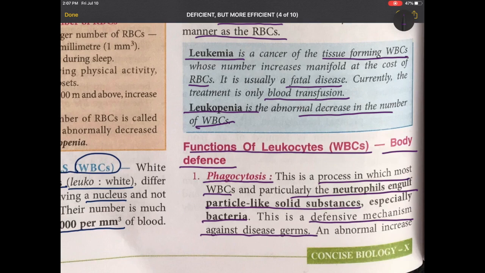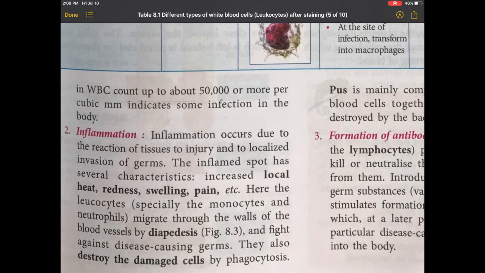Okay, and abnormal increase in the count of white blood cells up to 50,000 or more per cubic millimeter indicates that some infection is there in the body. That is why whenever you fall sick, whenever you have some infection, you are asked to take a blood test. So they are taking a blood test to count the number of white blood cells. So if the white blood cells have increased, that means you have some sort of an infection.